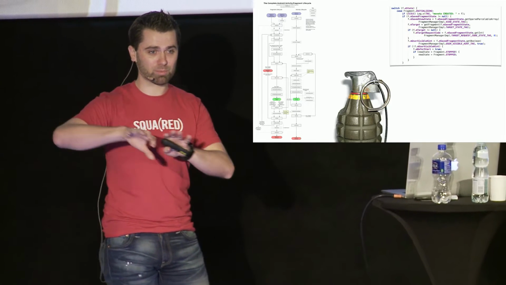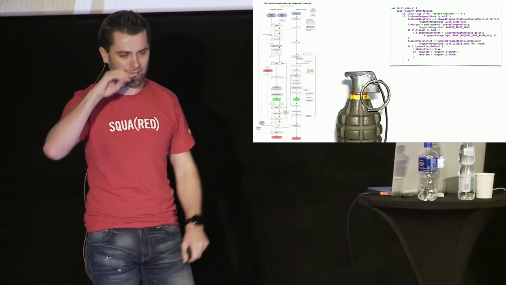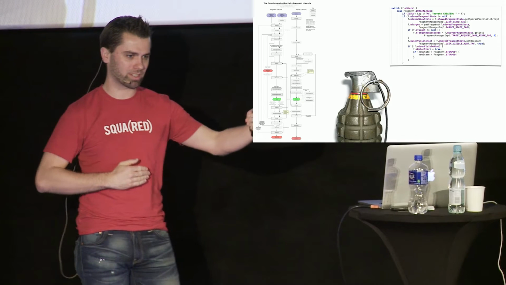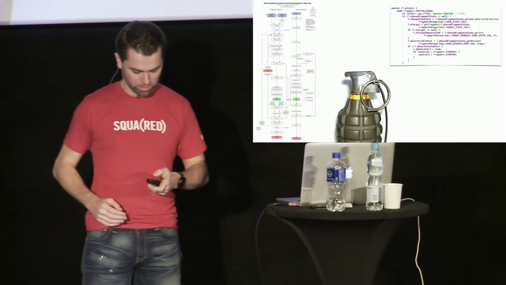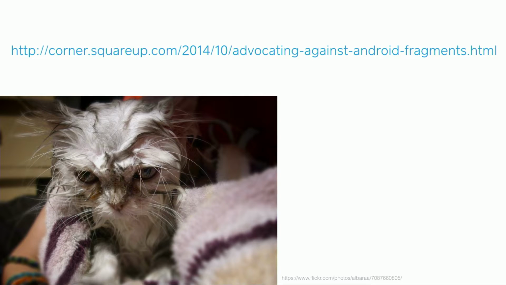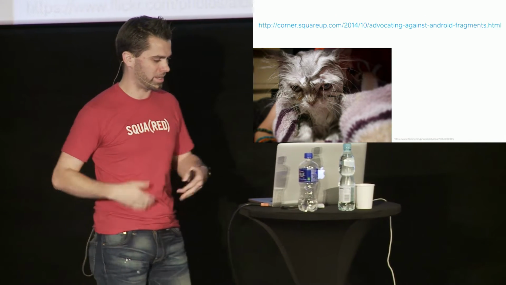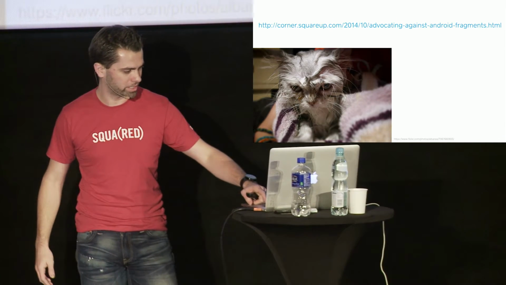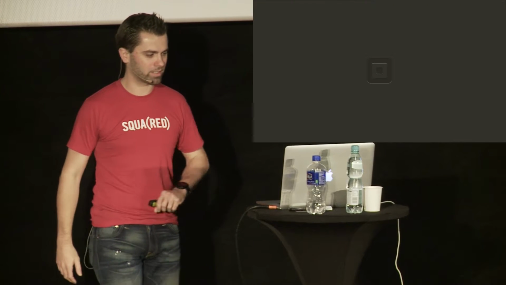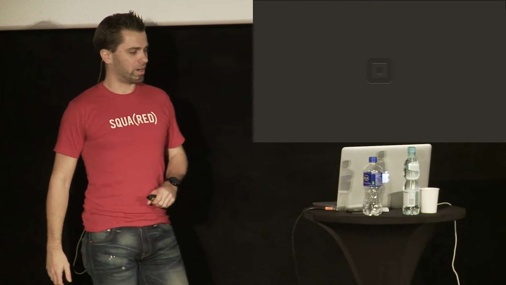We needed to split apart the business logic from the view, and fragments don't allow you to do that because everything is kind of in the same place. So that's where fragments leave us. And I wrote an article on our blog. You can look up Corner and you can probably find it, explaining why fragments are bad. I'm not going to go into much more detail here, but we decided to get rid of fragments.